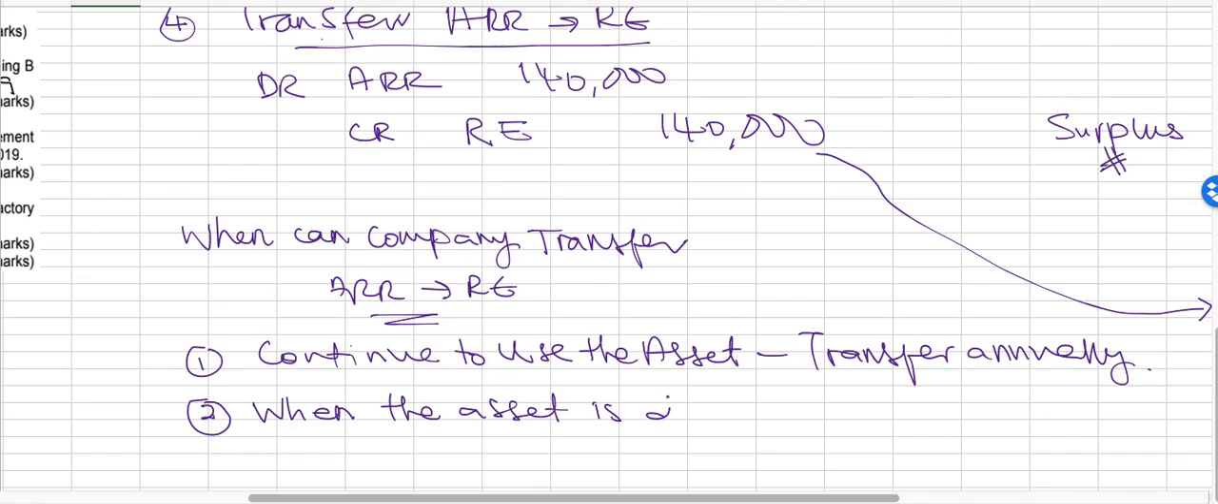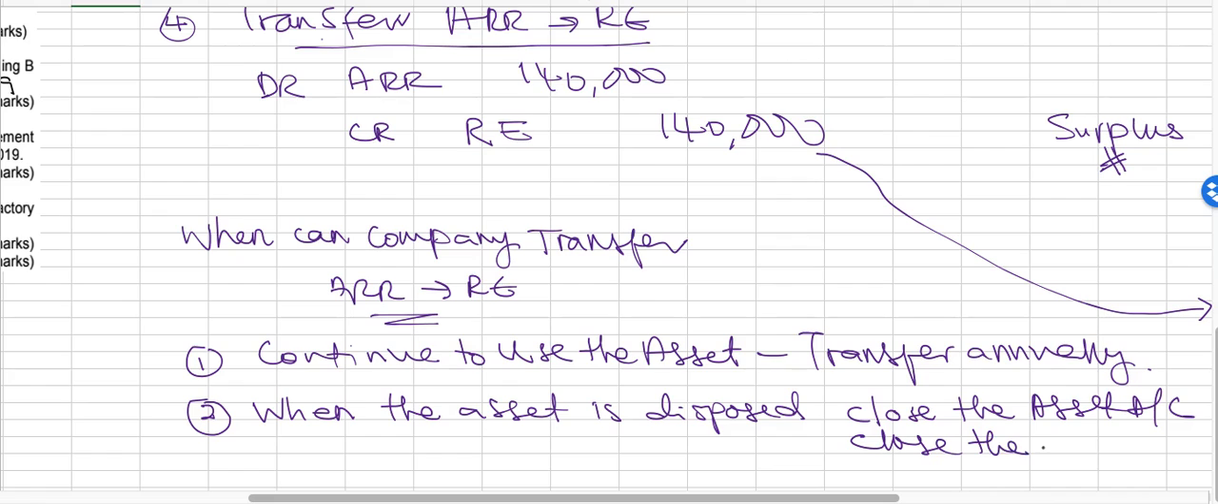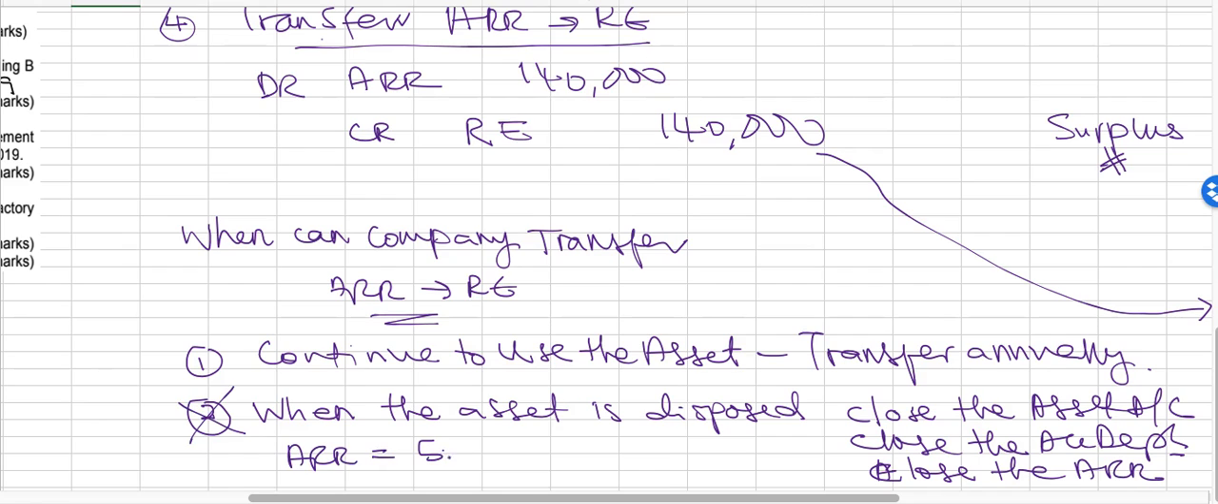When you sell the asset, then of course you have to close everything, right? You have to close the asset account. You have to close the accumulated depreciation account, and therefore if you have ARR also you have to close the ARR. So if the company chooses the second method, that means if you have a total ARR of 50,000, everything, the total will be transferred into retained earning. Okay, so this is up to the choice of the company.